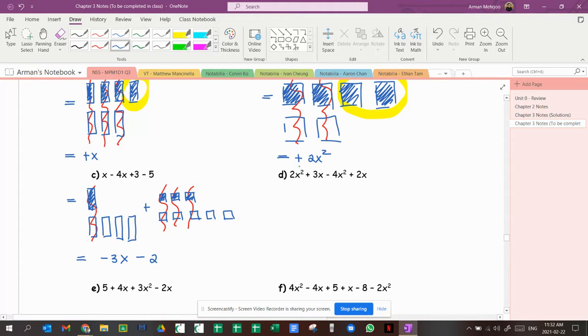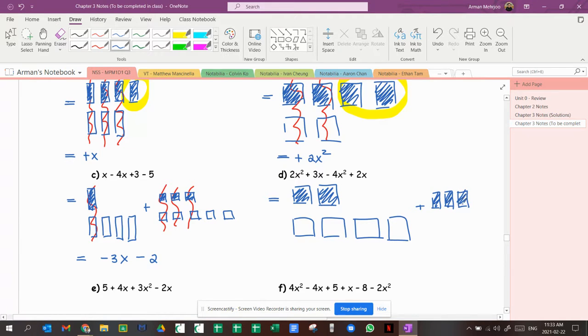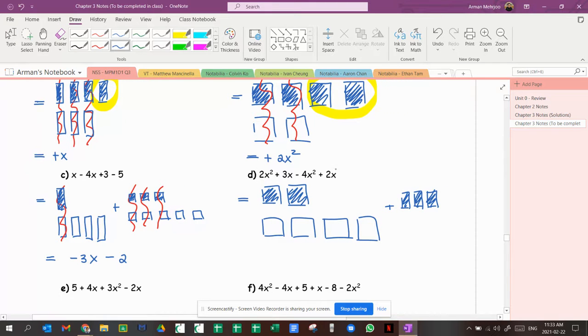I have two positive x squareds. And I have four negative x squareds. I have three positive x's. And I also have two more positive x's. So I'm just going to put those on top since they're positive. And since I put all my positive things on top, let's cross out my zero pairs.